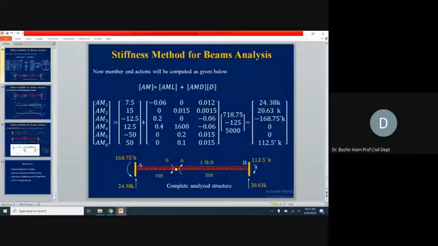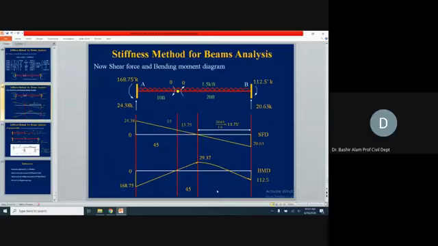All these member end actions correspond: you can see AM1 is 24.38, AM2 is 20.60, AM3 is 4, 5, and this is 6 one. After this, we draw the shear force and bending moment diagrams. Here again, the bending moment at the edge is coming 0. So this is the complete shear force and bending moment diagram.